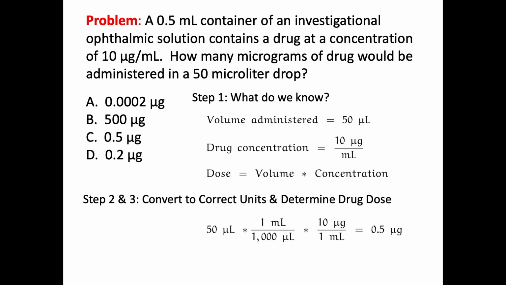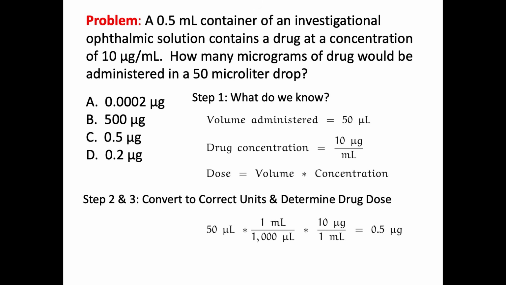So the first thing is to extract what we know. What we know is that the volume we're going to administer is 50 microliters. Be careful with your units again, microliters there. That's a volume. We also know the drug concentration. It's 10 micrograms per milliliter. All right. And then lastly, we remember that we have a volume and we have a concentration. It wants to know how much drug or how much dose. So we know that dose is equal to the volume times the concentration.